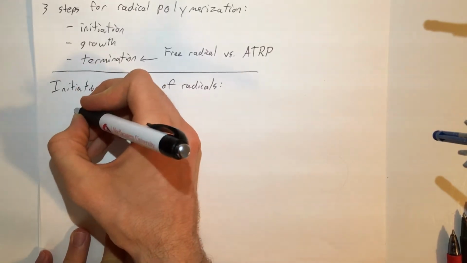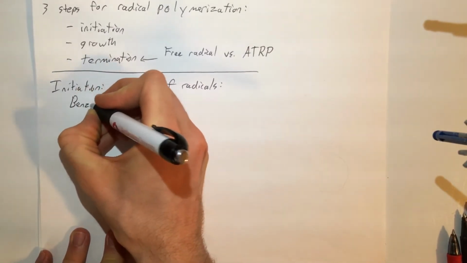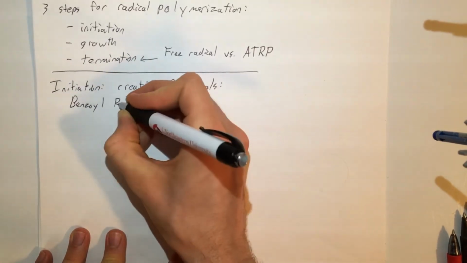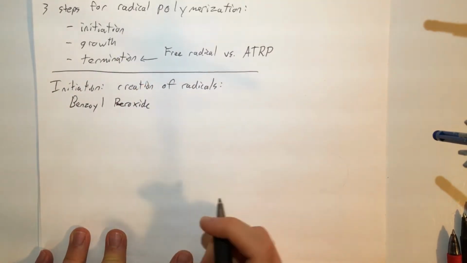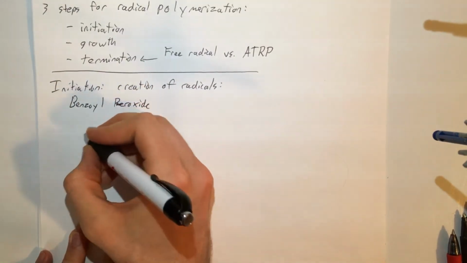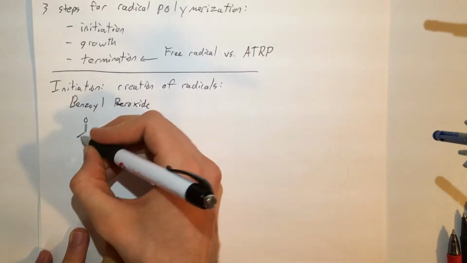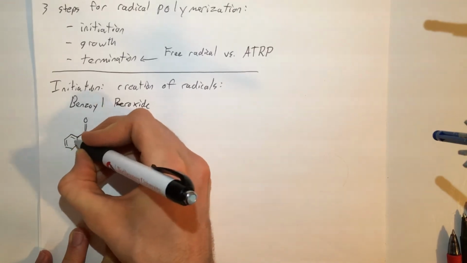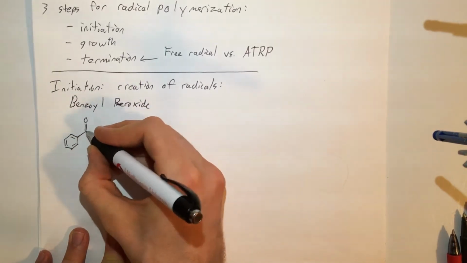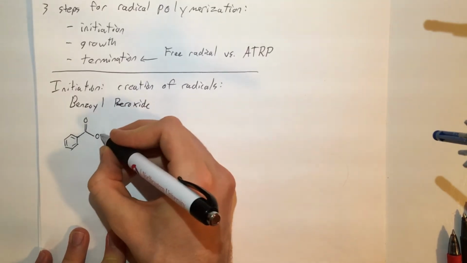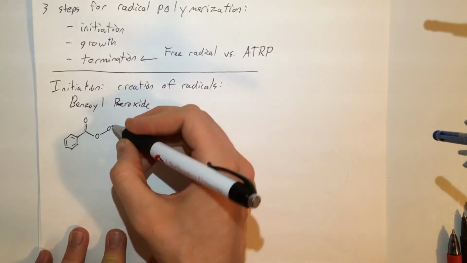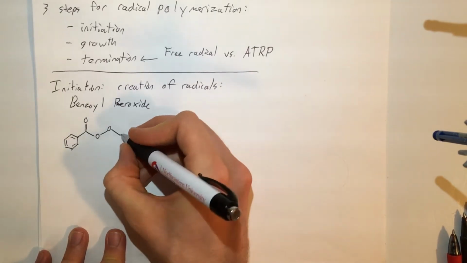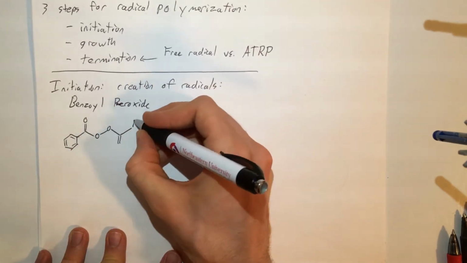and the initiator will be benzyl peroxide. Sorry, benzoyl peroxide, it's a P. And what does it look like? Well, it's a molecule that looks like this. There's a benzene ring right here. This is connected to a carbon here. There's a peroxide bond in the middle, an O connected to another O. That's the key to creating these radicals. And then there's a sort of mirror image on the other side.